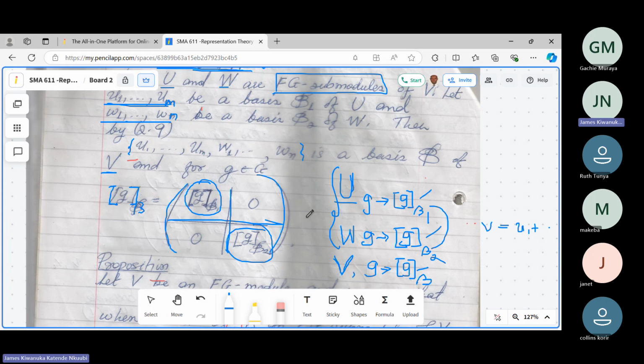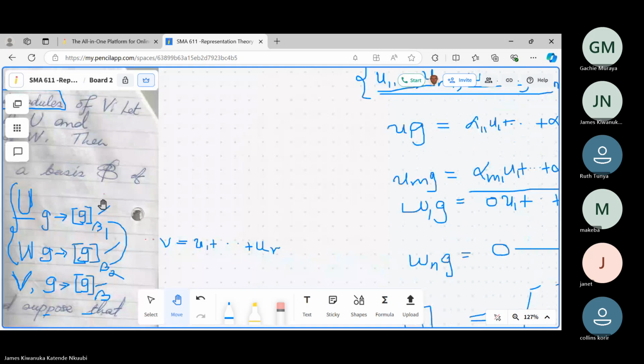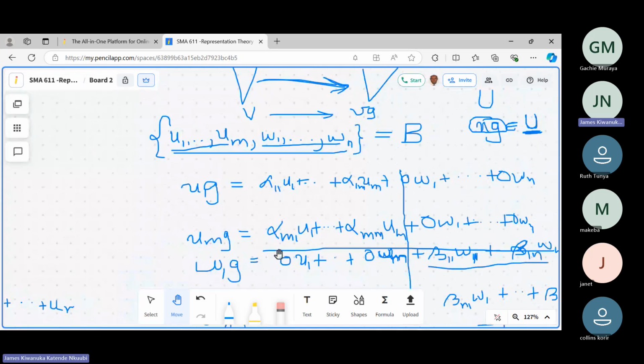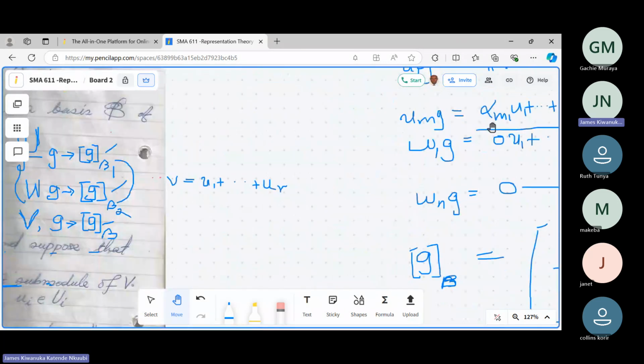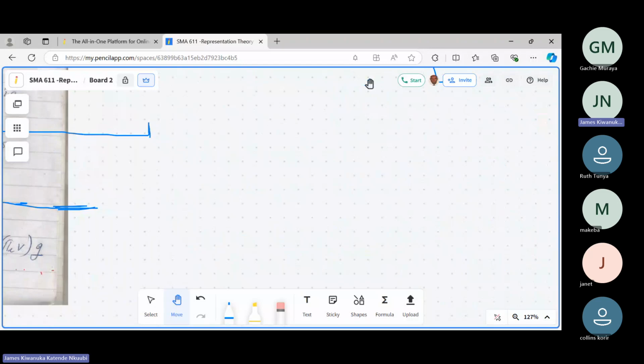So how does this work? Let me move this. Oh, I still have the old computation from the last class here. We can start afresh. So this is a situation we have. V is equal to the direct sum of U and W.